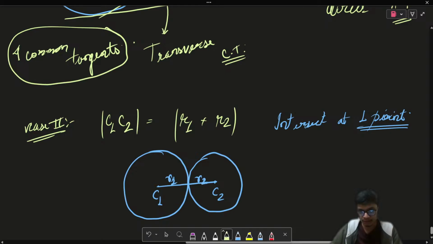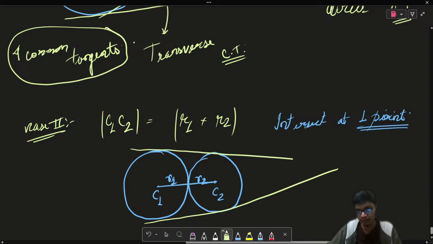Now for this case we will have two direct common tangents and only one transverse common tangent.